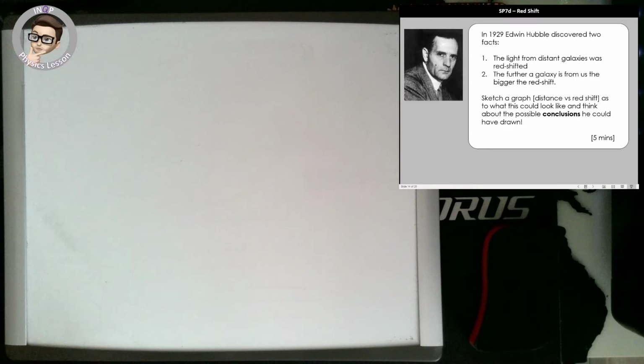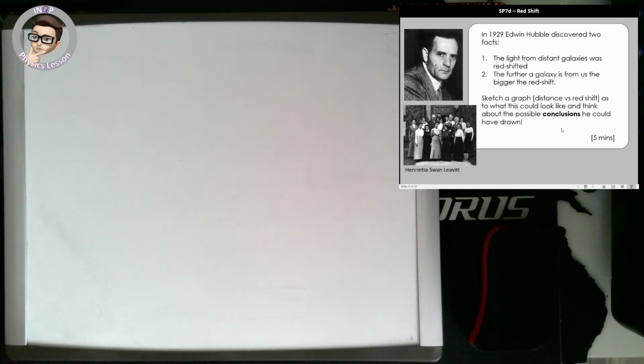Now, this was a fact that in 1929 a man called Edwin Hubble discovered. And actually it wasn't Hubble on his own, there were some other scientists involved as well. Hubble used the Harvard computers, and these were women who looked at the pictures that he was taking of the night sky. One of the ladies we should consider being quite instrumental in this is Henrietta Swan Leavitt.